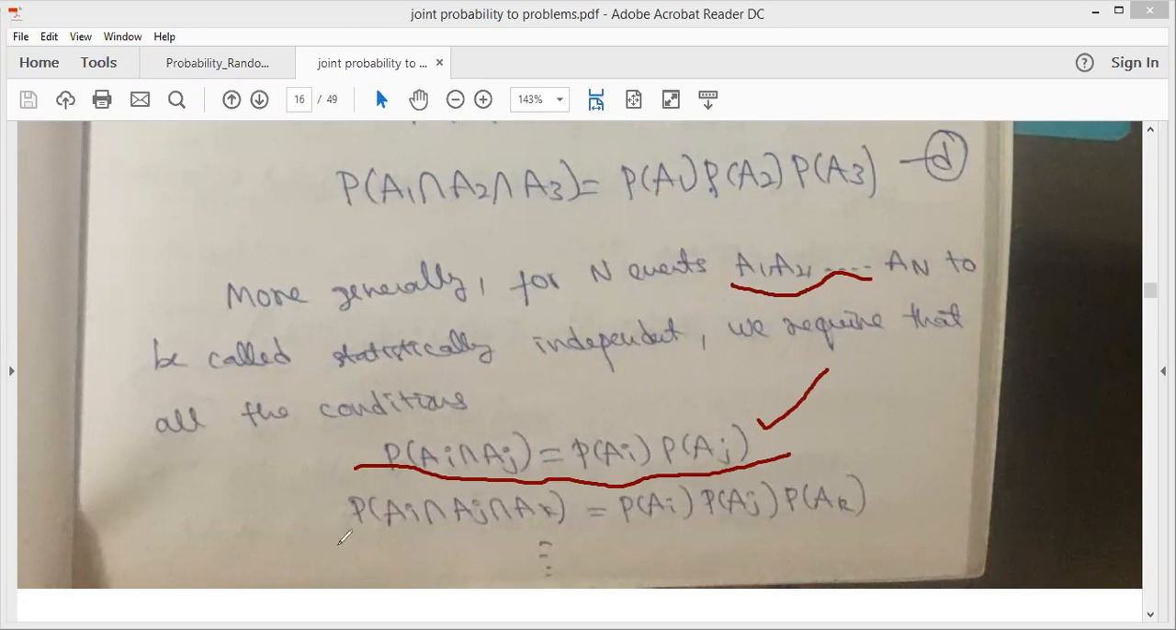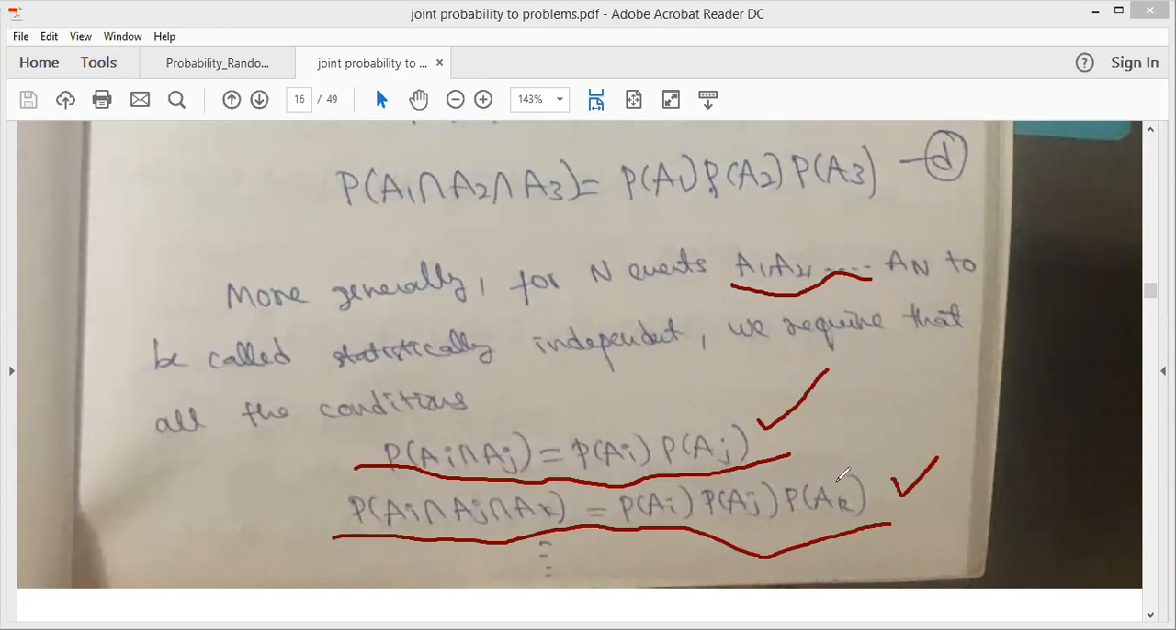Similarly, we have to check the independence by triples. How do you check the independence by triples? Probability of AI intersection AJ intersection AK should be equal to probability of AI into probability of AJ into probability of AK, where I, J, K values are varying from 1 to n, with I not equal to J, J not equal to K. Like that we have to form the equations, and these equations are used to check the independence.